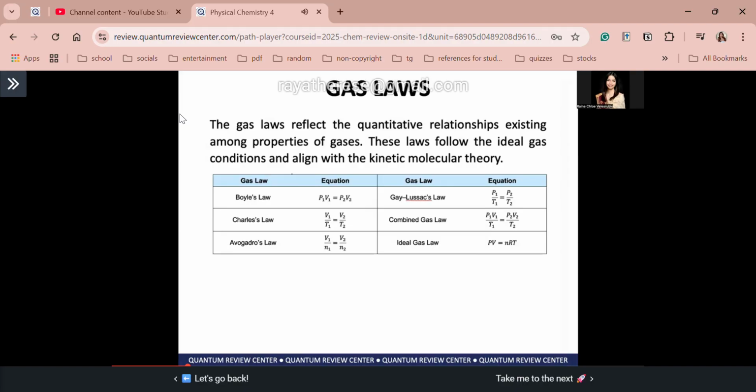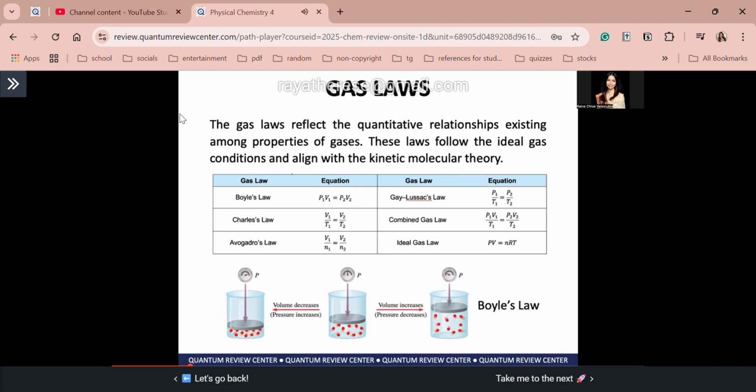So guys, let's recall our gas laws. You have discussed this in your online bridging course. The gas laws reflect the quantitative relationships existing among properties of gases. These laws follow the ideal gas conditions, meaning they only apply to ideal gases because they align with the kinetic molecular theory. So this is just a recap, guys, okay?